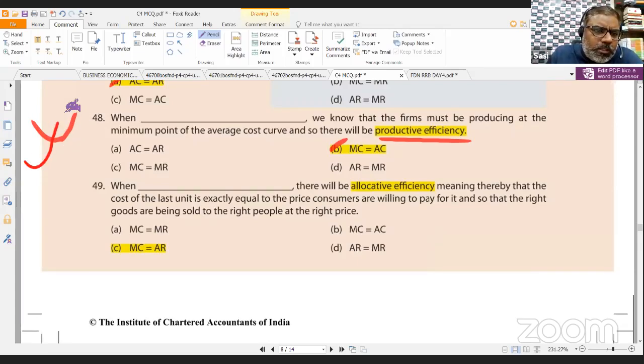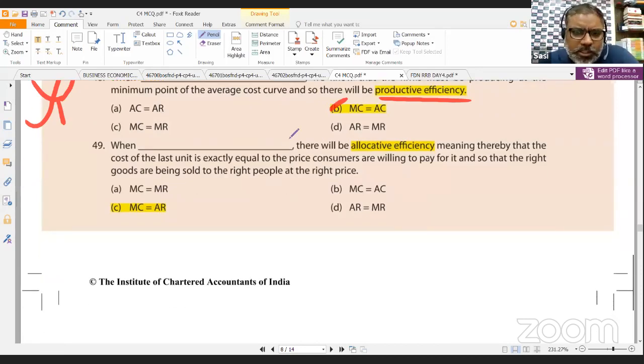cost curve. We know that. That is the lowest cost point, and that should be the place. Beyond that, there should not be further manufacturing. That is the place of productive efficiency. So the answer is B, Bengaluru, where marginal cost is equal to average cost.